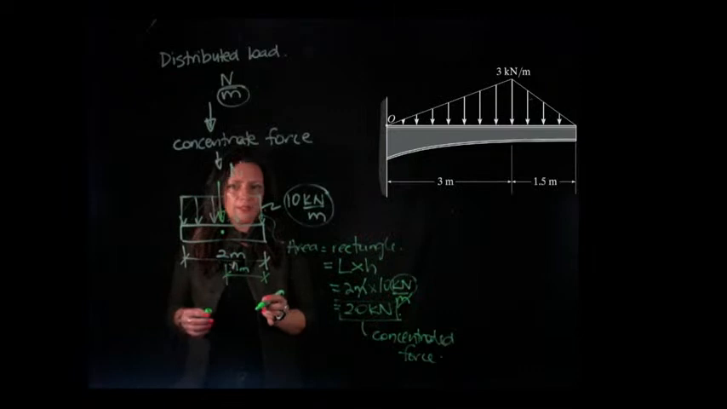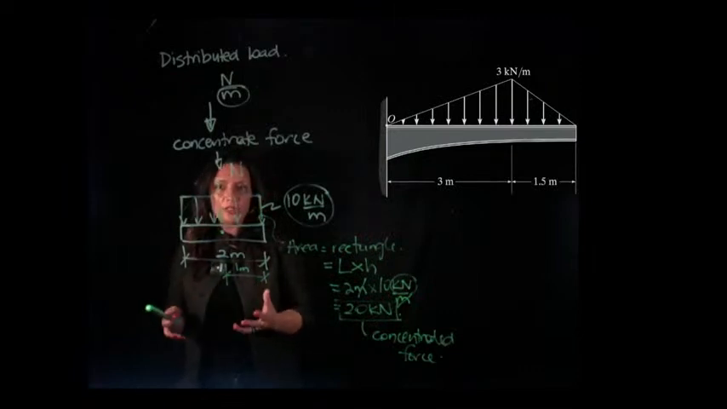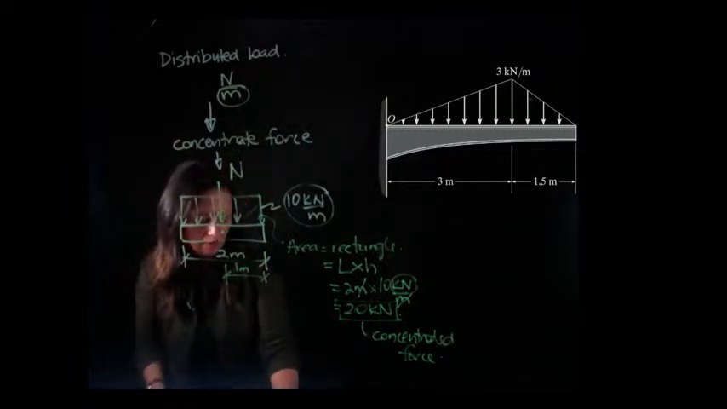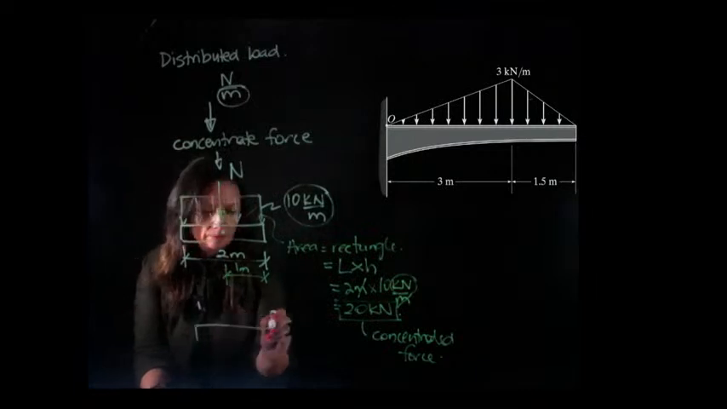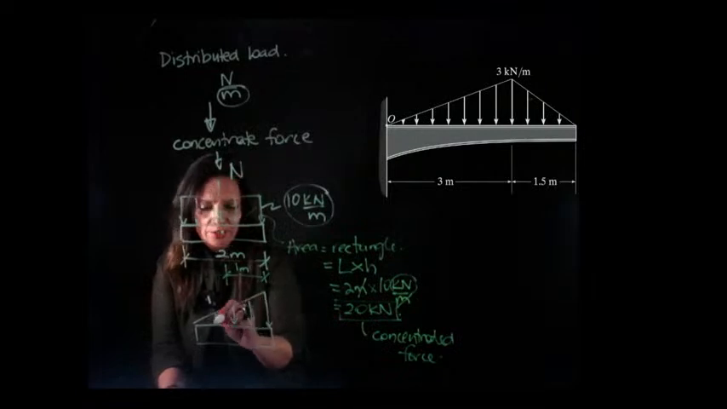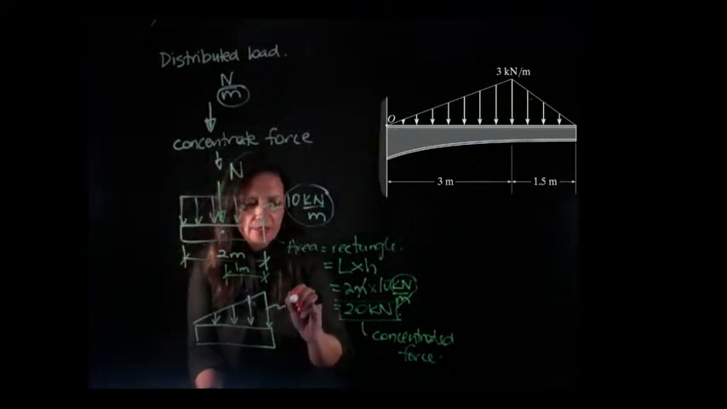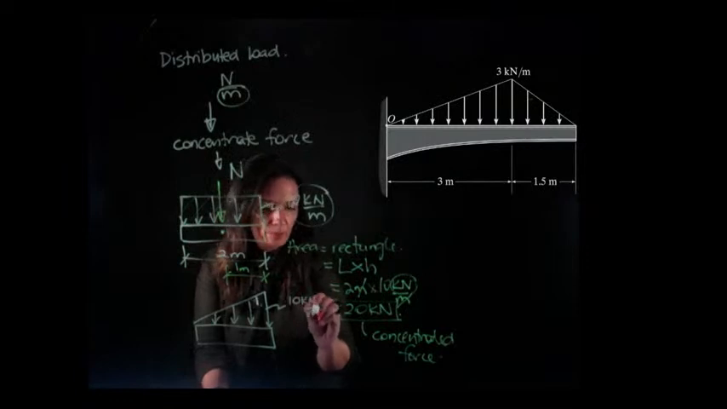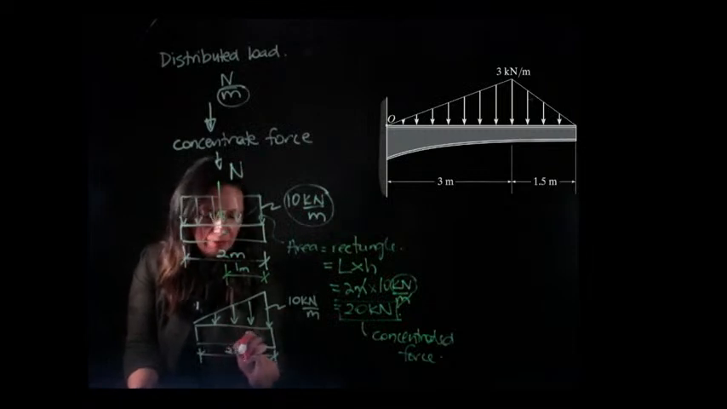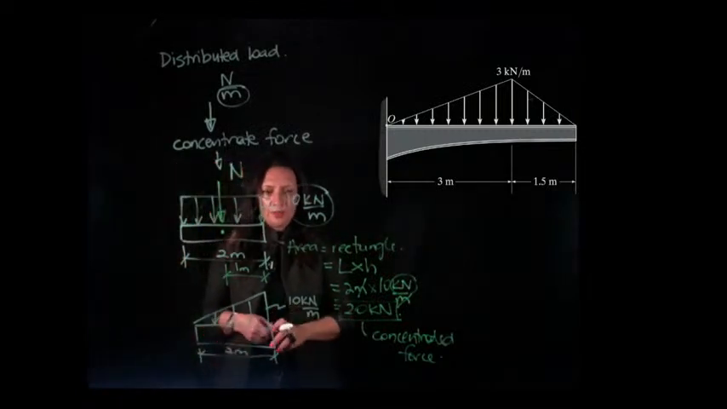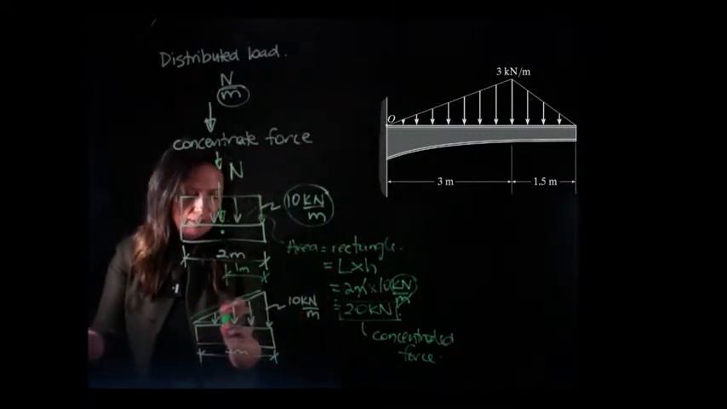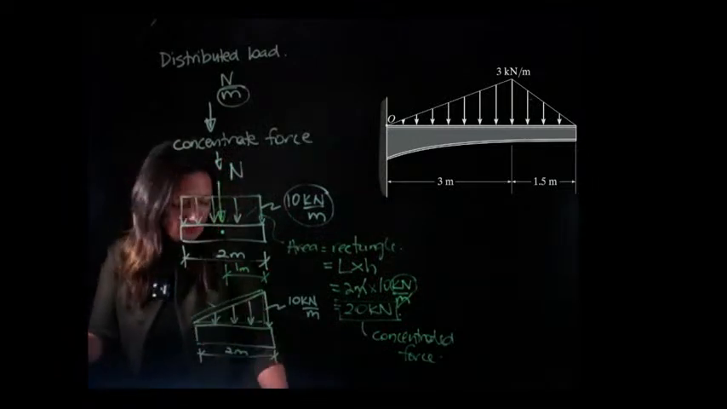Is that clear? So now, if we take a look and we turn this distributed load into a triangle, what's it going to be? If I take the same beam and I have a triangular distribution, and this is 10 kilonewtons per metre, and this is 2 metres, what do I do? What do we have here? Our area is a triangle.